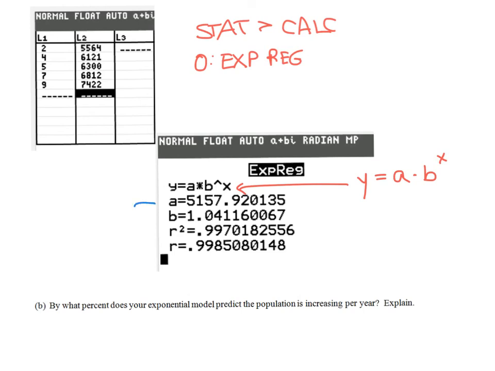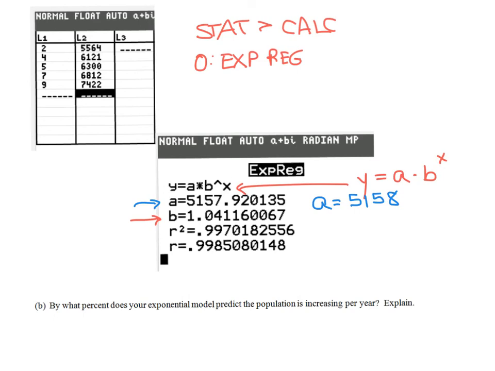For a, I've got this number, 5,157.920135. For b, 1.0411, etc. So I need to go back to the question and see how I need to round this. It says that a should be rounded to the nearest integer. So if I'm rounding to the nearest integer, I'm going to say that a is equal to 5,158. I'm always going to write down the correct rounded value that I've been asked for.